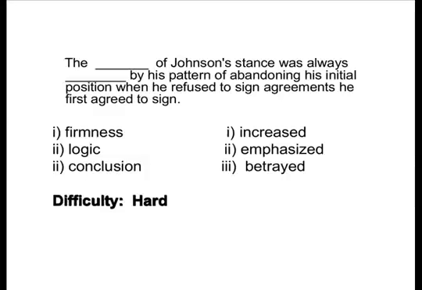So Johnson starts with a position, and then by the end, he flip-flops. He changes it. So we know he starts with something that would appear to be his viewpoint, and then by the end, he no longer has that viewpoint. So what is he really doing? He's contradicting himself, right? So for the second blank, it can't be increased because he's not increasing anything. And it can't be emphasized because he's not emphasizing. He's flip-flopping. The only one that makes sense is betrayed.